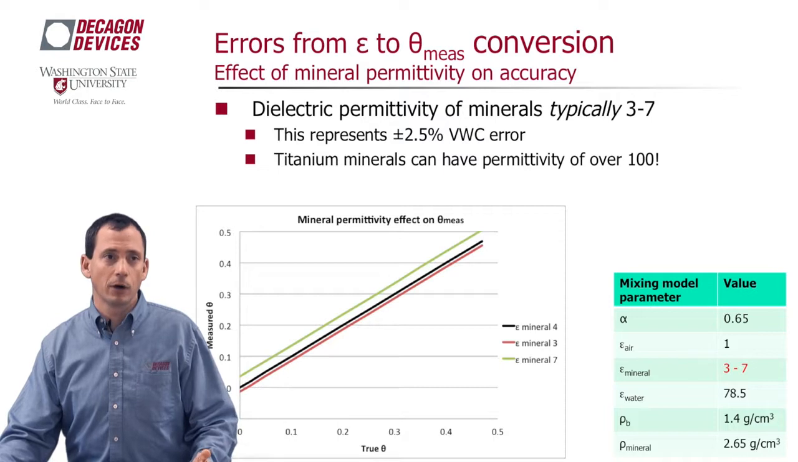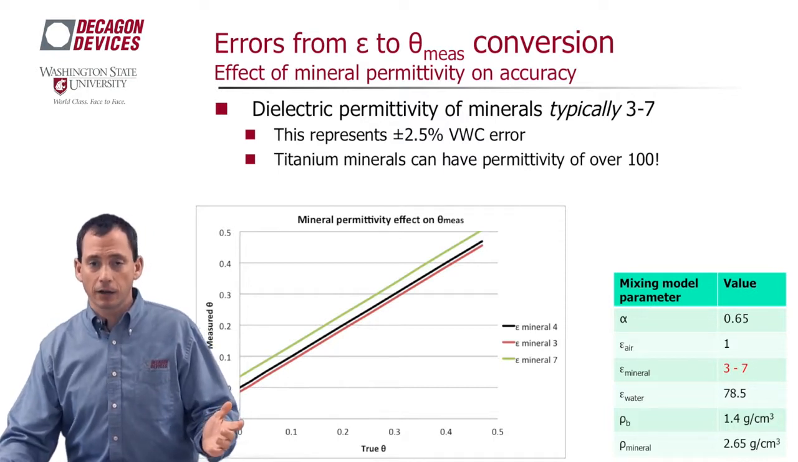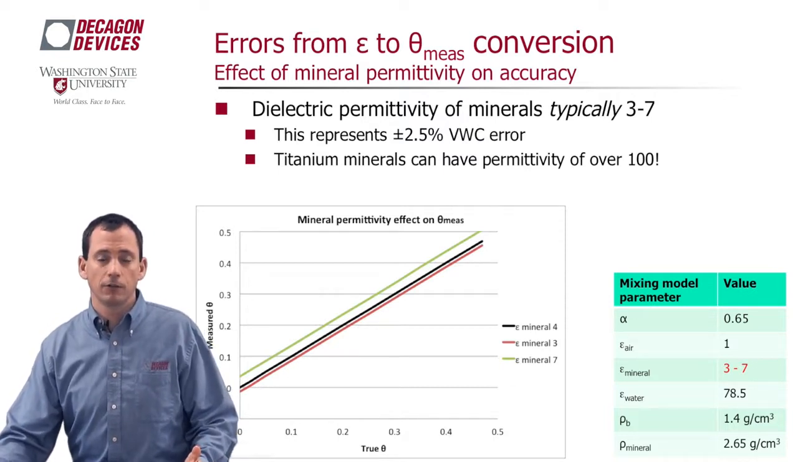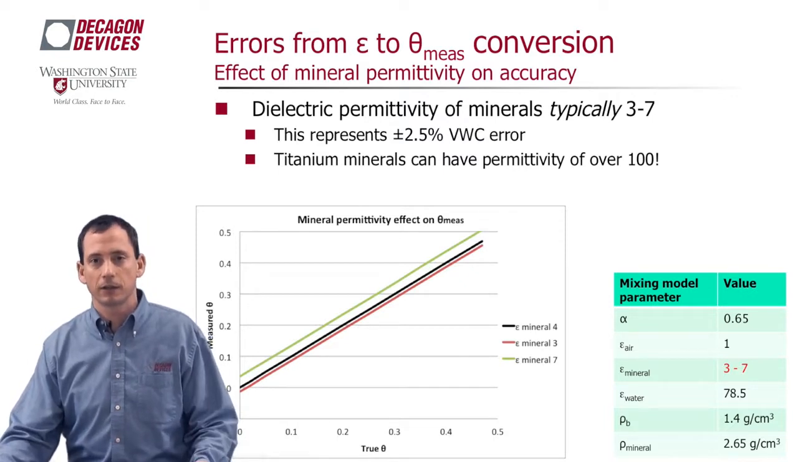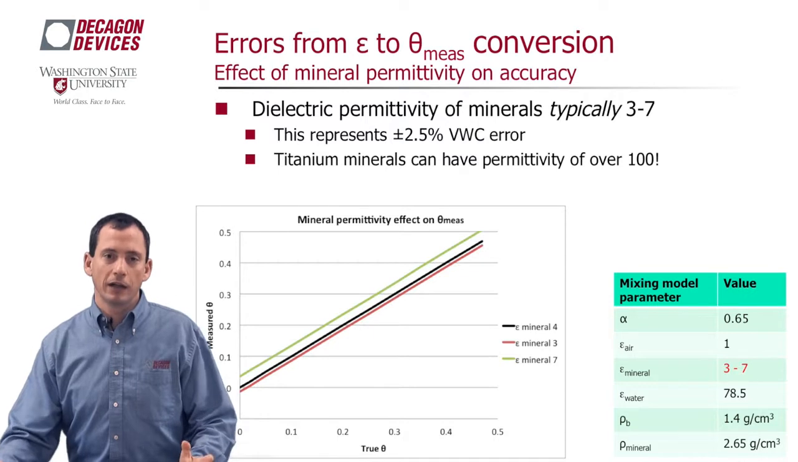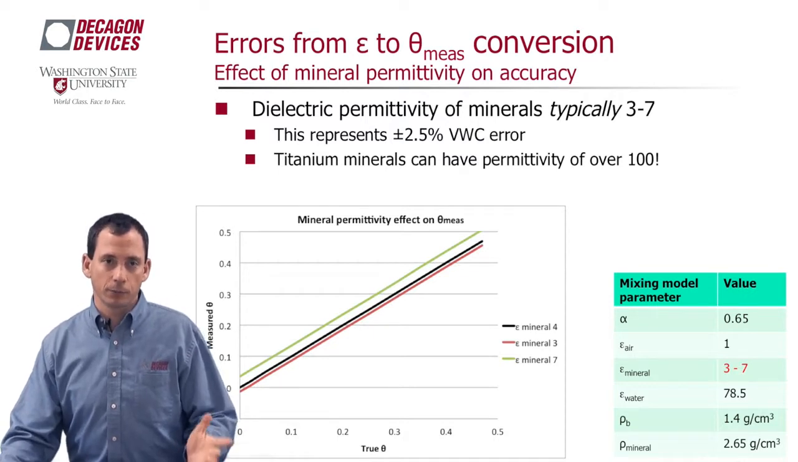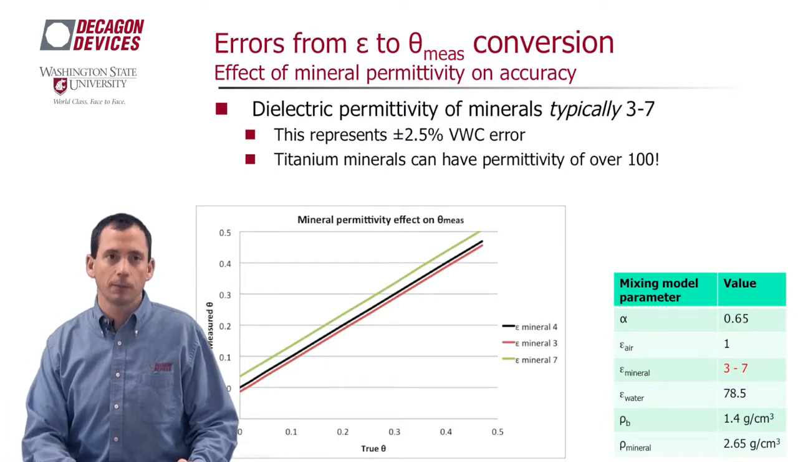Okay, and this gets a lot worse if you start looking at real specialized soils or soils with really odd mineralogy. For instance, titanium dioxide minerals have a dielectric permittivity of over 100, and you're talking about tremendous error if you're measuring in something like that. So you wouldn't really have to worry about that in most soils, but that range of 3 to 7 already gives you plus or minus 2.5% water content error.